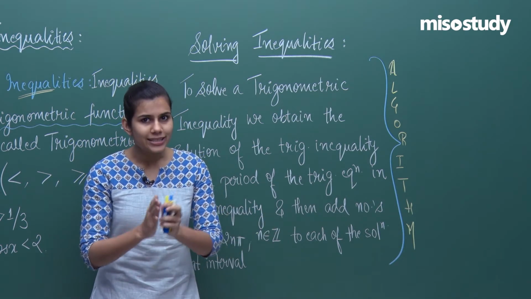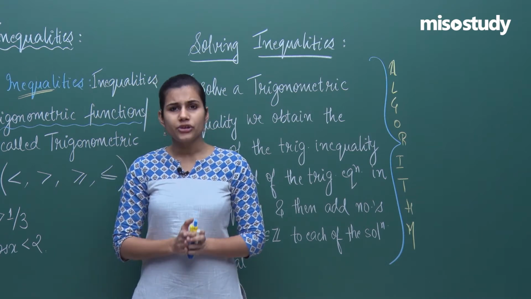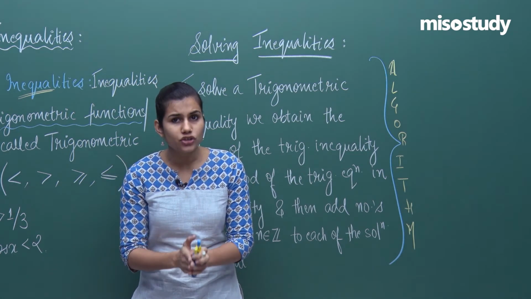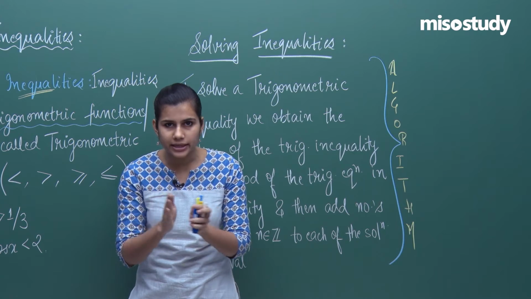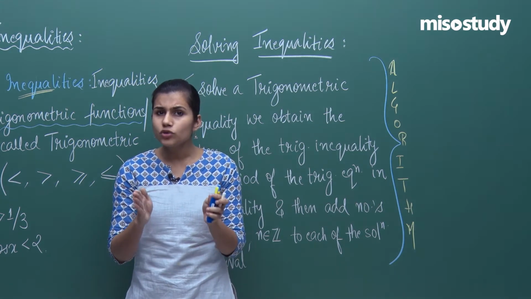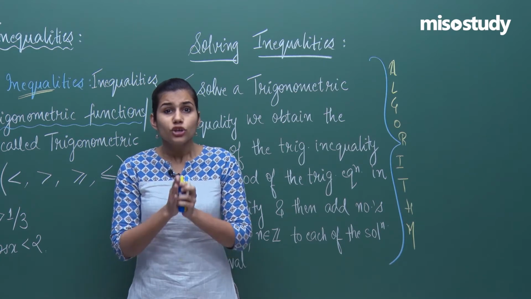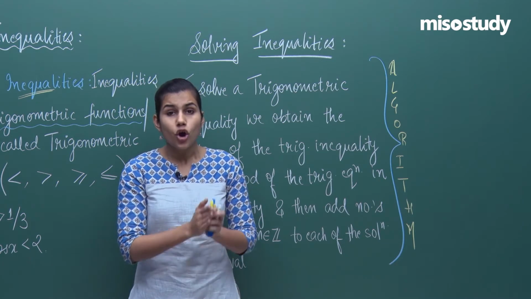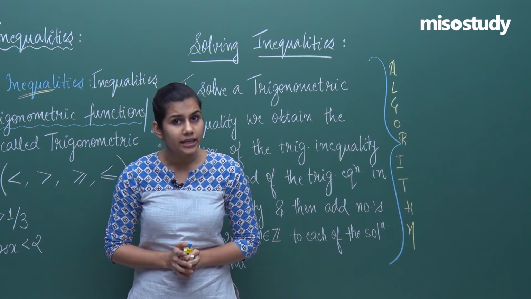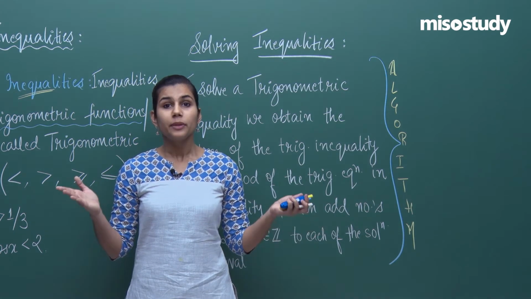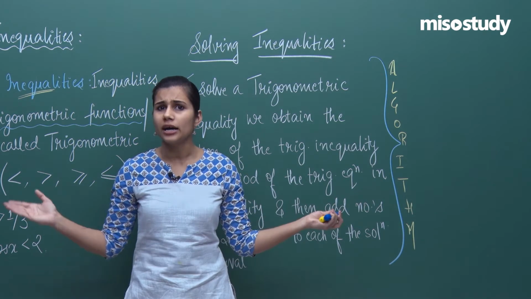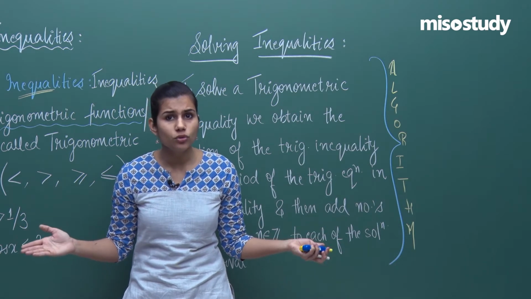That is why we are always interested in studying the behavior of the function in one specific period. The moment you are able to get the behavior of the trigonometric function in one specific period, you just repeat that behavior over every interval of length t. And therefore, you get the behavior of the function over the entire domain. That is what you do.